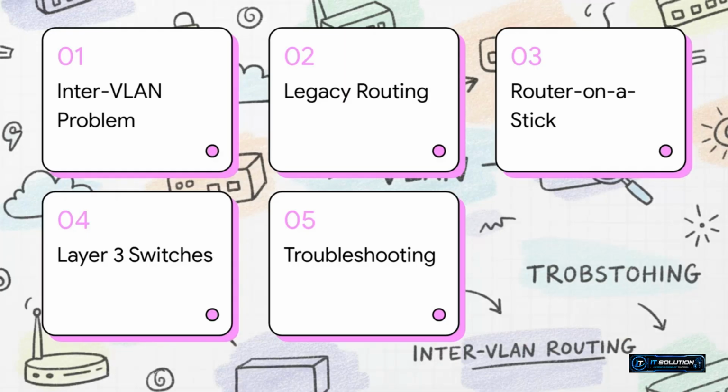To get us there, here's our roadmap for this explainer. First, we'll look at the inter-VLAN problem. Then take a quick trip to the past with legacy routing. After that, we'll hit the present with router on a stick, look at the future with layer 3 switches, and finally wrap up by troubleshooting some common issues.